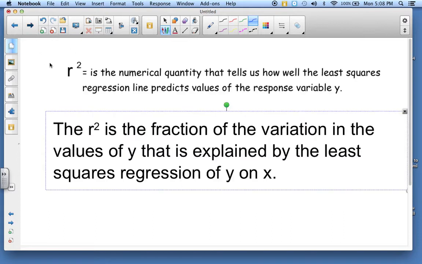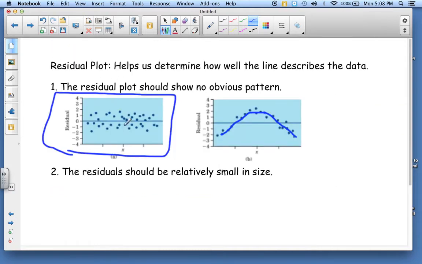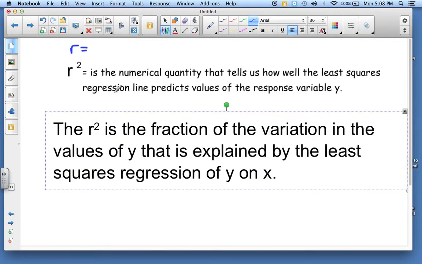Now, the next thing we're going to talk about is R squared. We've been seeing R squared whenever we find the line of best fit. So far, we've done the correlation, and then right below it on the calculator is R squared. R squared is the numerical quantity that tells us how well the least squares regression line predicts values of the response variable y. In other words, how good is our line? So not only do we have the residual plot to help us, but we also have R squared.